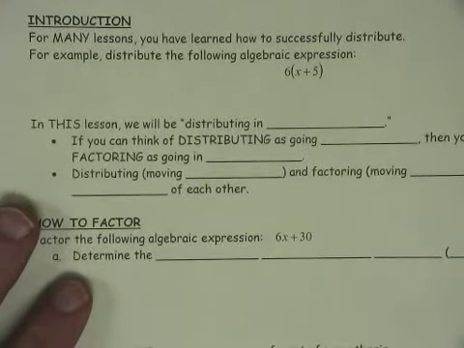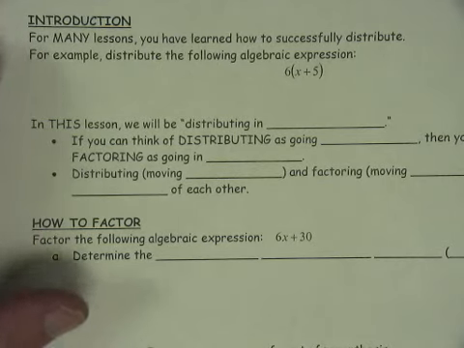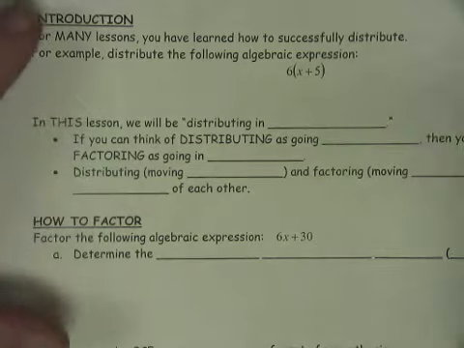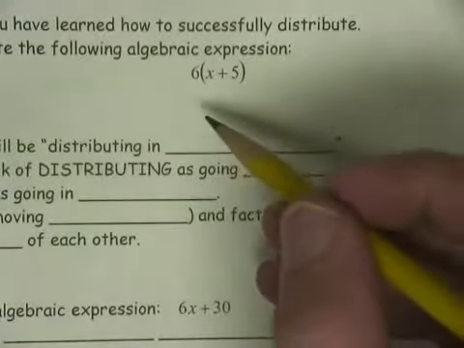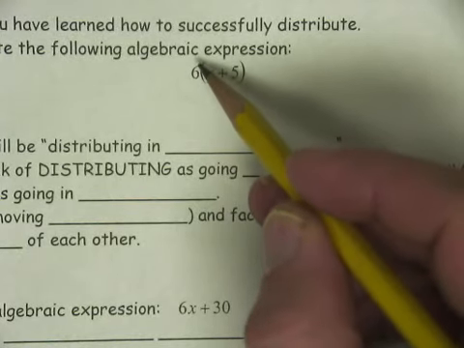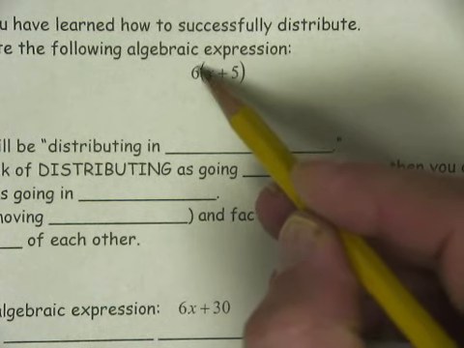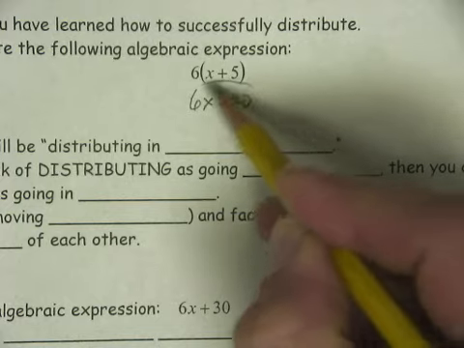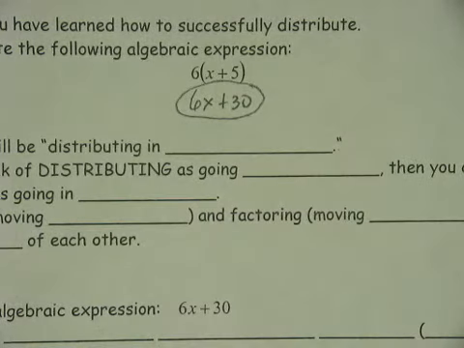So here we go. Here's the first one. It says, introduction. For many lessons, you have learned how to successfully distribute, and we've done that. You can distribute. For example, distribute the following algebraic expressions. So here's the first one. I'm going to go ahead and zoom in just a little bit. We've done this so many times, you should be able to do this fairly quickly without making any mistakes. So we're going to multiply the 6 times the x, we get 6x, and then 6 times the 5, and we get 30.